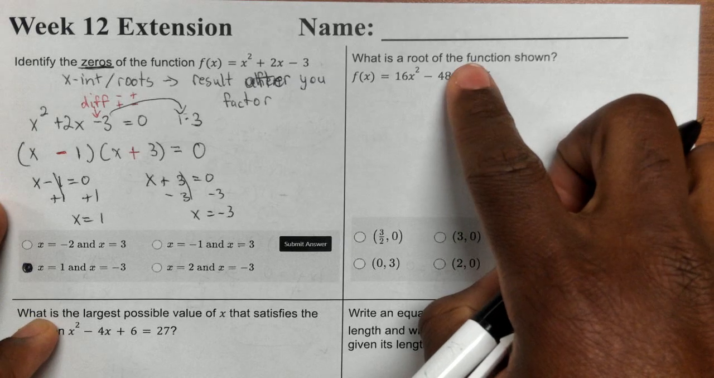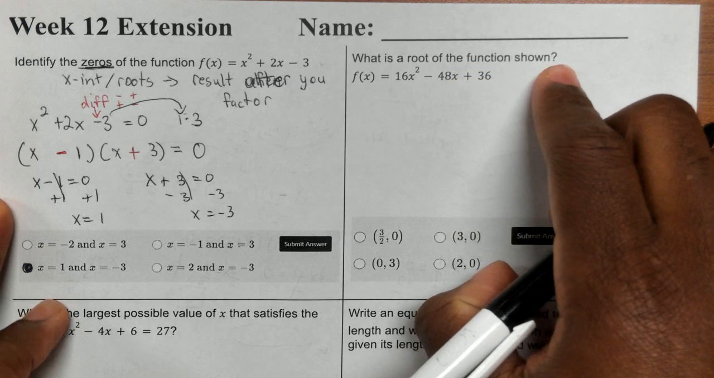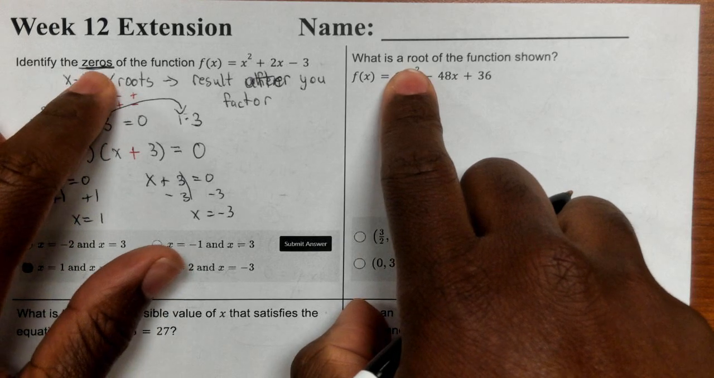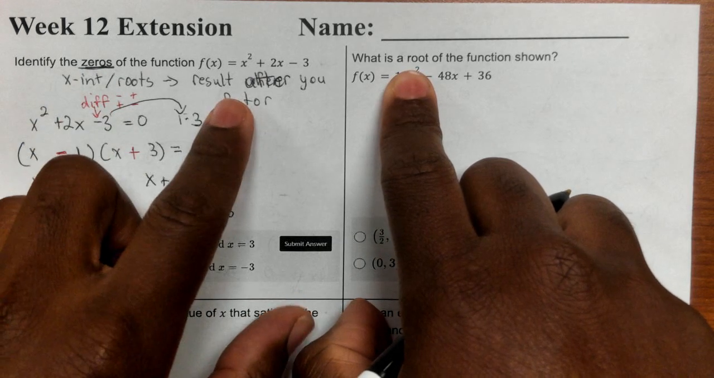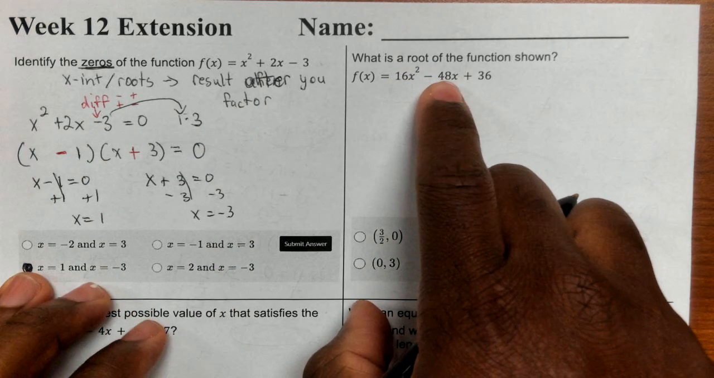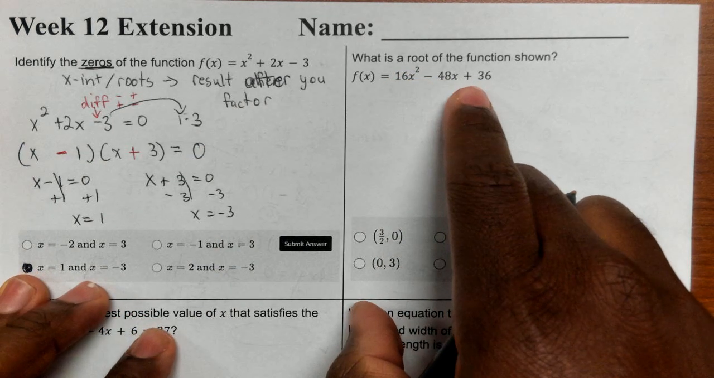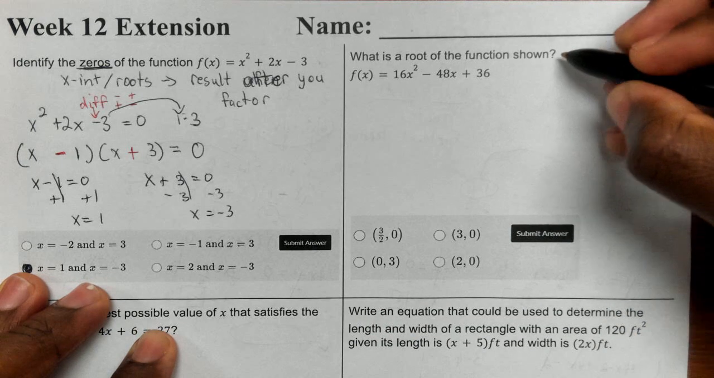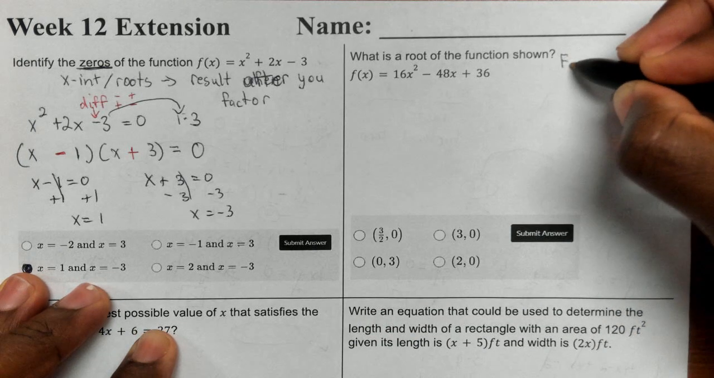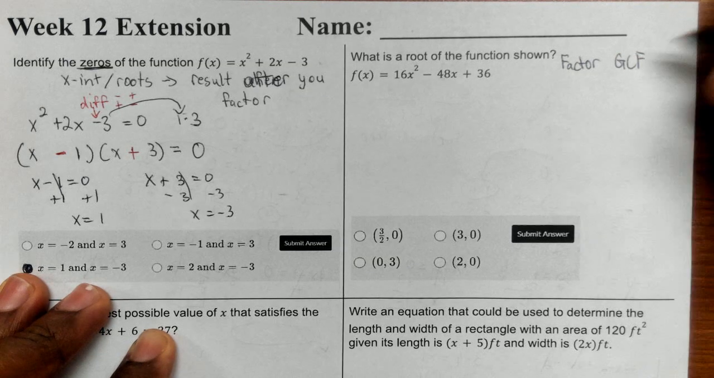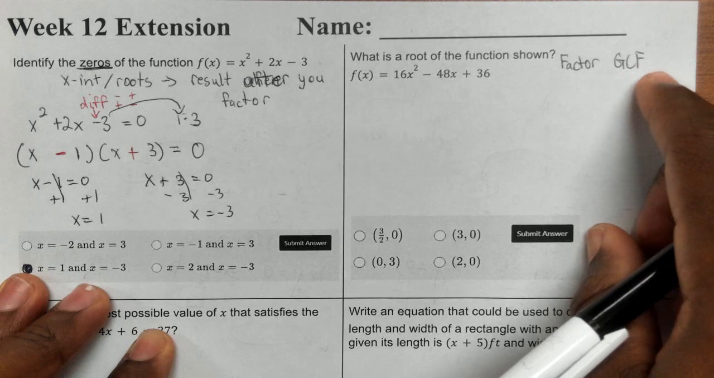So it says, what is the root of the function shown? In this case, root is another name for zeros, another name for x-intercepts, and it's just the result after you factor. But these numbers are a little large, so I'm going to firstly factor a GCF. GCF is greatest common factor.